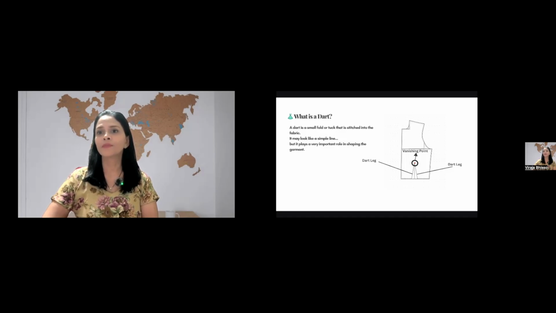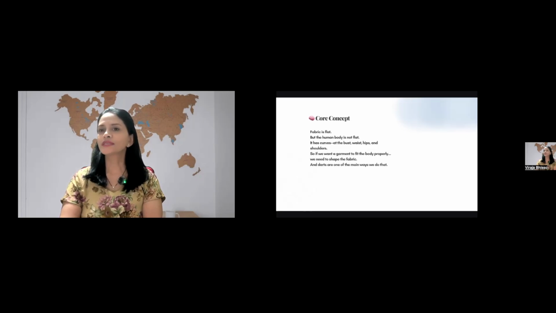the garment. A dart is something like this: a triangular shape, and these two are called the dart legs, and the point where they both meet is called the vanishing point. The core concept is fabric is flat, but a human body is not. It has curves at the bust, waist, hips, and even at the shoulders. So, if we want the garment to fit the body properly, we need to shape the fabric. And darts are one of the main ways we do that.